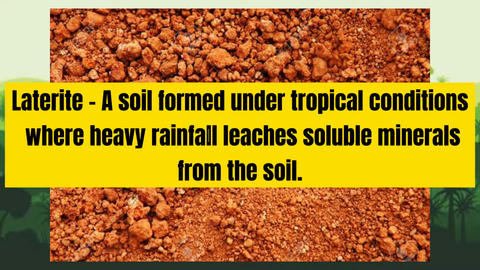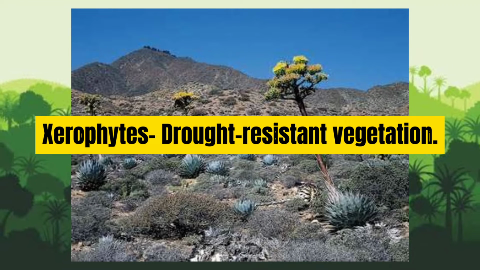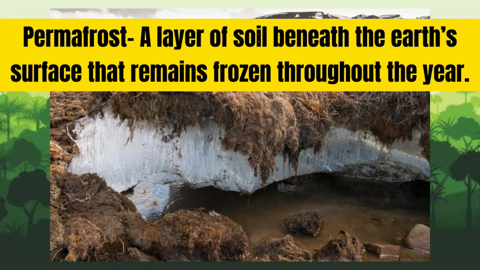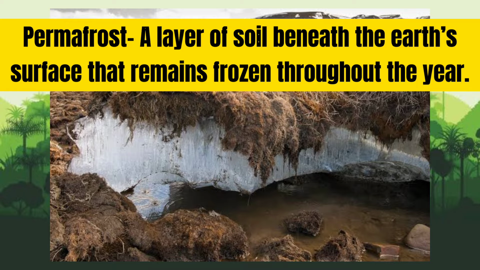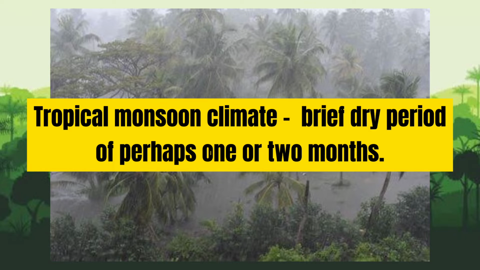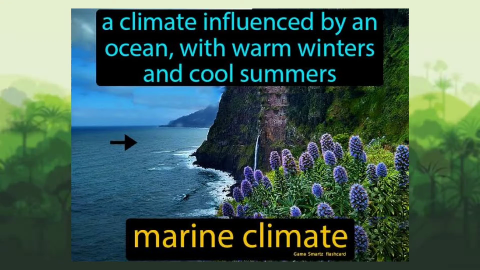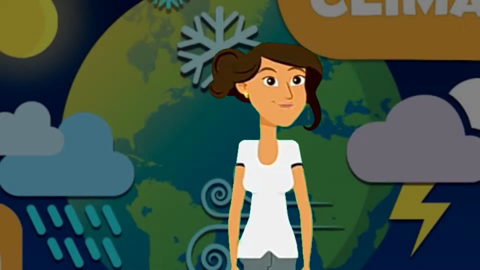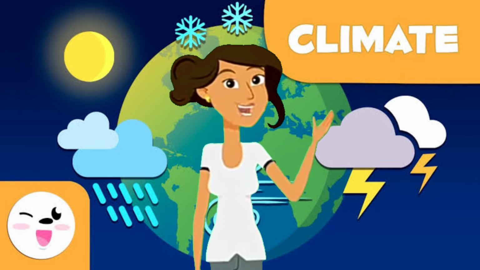Laterite, a soil formed under tropical conditions where heavy rainfall leaches soluble minerals from the soil. Xerophytes, a drought-resistant vegetation. Permafrost, a layer of soil beneath the Earth's surface that remains frozen throughout the year. Tropical monsoon climate, a climate with a brief dry period of perhaps 1 or 2 months, and marine climate, a climate controlled largely by the ocean.